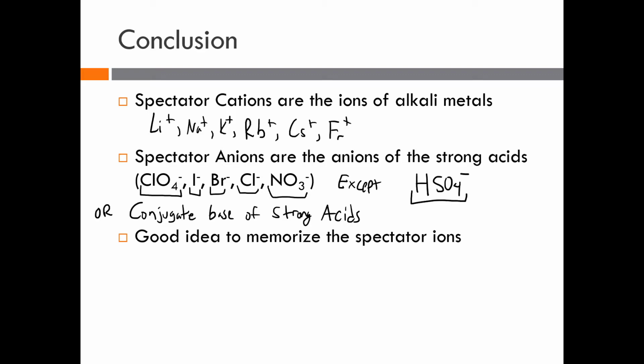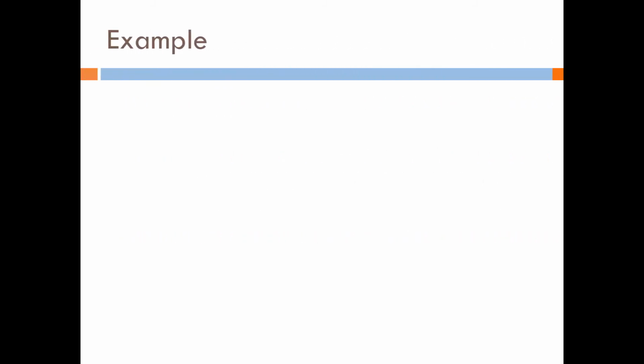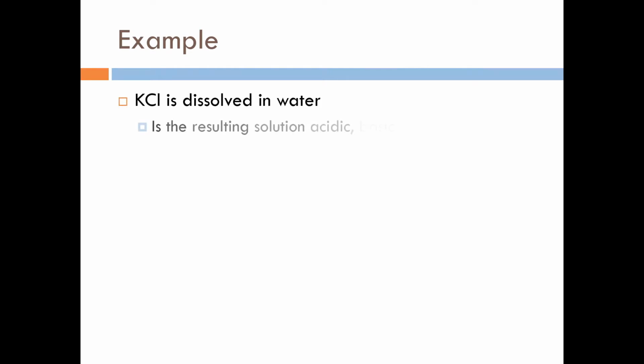All right, so how can we put this into practice? Well, here's a few examples that we can do to get the idea of when you dissolve a salt, sometimes the ions react with water to do stuff. All right, so here's a substance. This is potassium chloride, very similar to sodium chloride. Will this resulting solution be acidic, basic, or neutral?